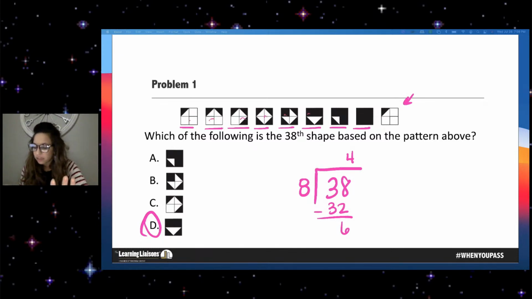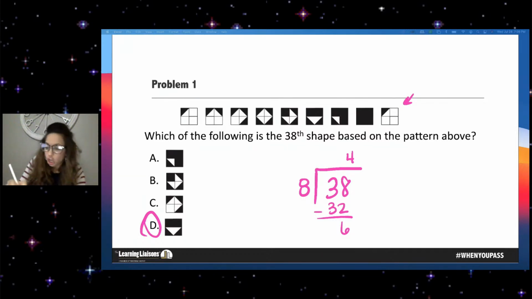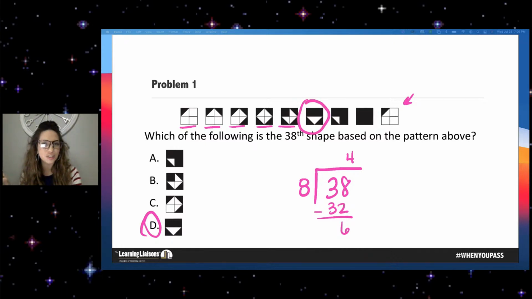1, 2, 3, 4, 5, 6, 7, 8, 9, 10, 11, 12, 13, 14, 15, 16, 17, 18, 19, 20, 21, 22, 23, 24, 25, 26, 27, 28, 29, 30, 31, 32. That's 4 full cycles with a remainder of 6, which means I'm going to land on the 6th pattern because I had 4 full rotations. So 1, 2, 3, 4, 5, 6 is my answer.